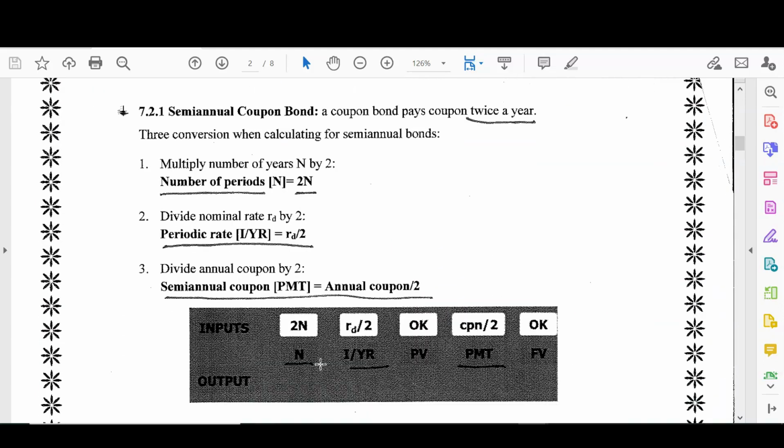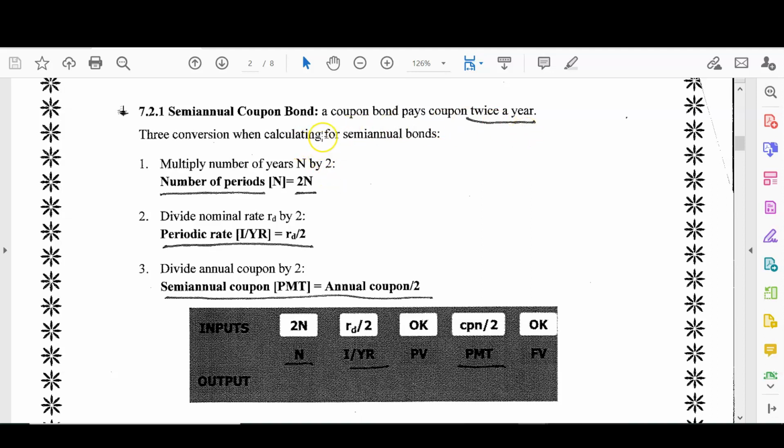Okay, let's first look at how we can price a bond with semi-annual coupon payments. We call a bond a semi-annual coupon bond if the coupon paid by the bond is twice a year, instead of once a year.